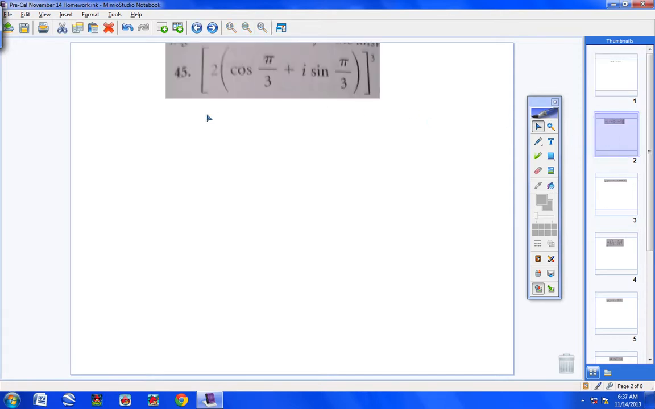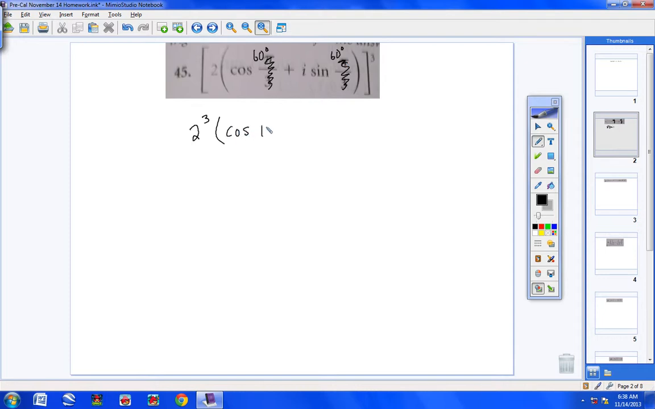So here we go. For number 45, the directions say raise the number to the given power and write your answer in trig form or trig notation. So this will be pretty easy. We're simply going to take this 2 right here and raise it to the third power because we have a 3 right here. So to the third power. And then I really do like to work with degrees. That's just me. So pi over 3 is 60 degrees. Now we're going to multiply 60 times 3.